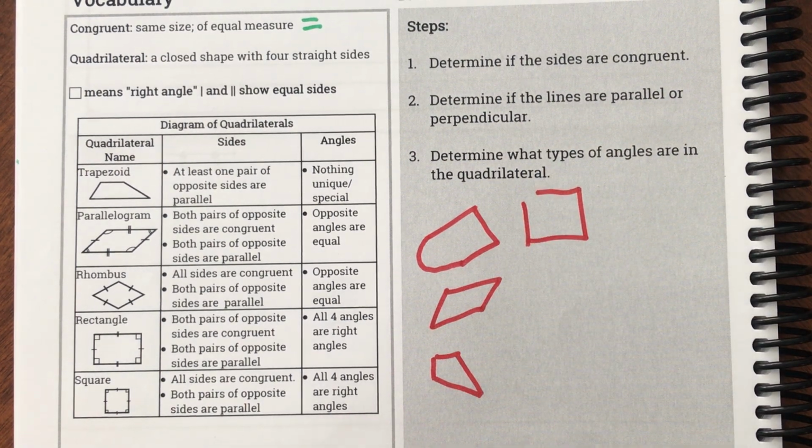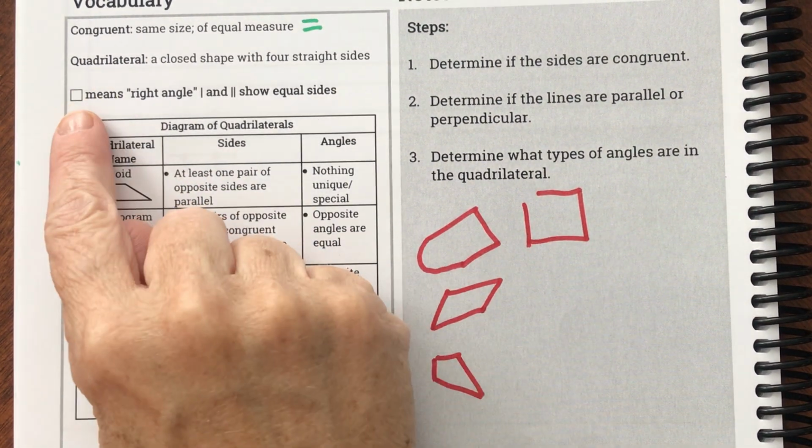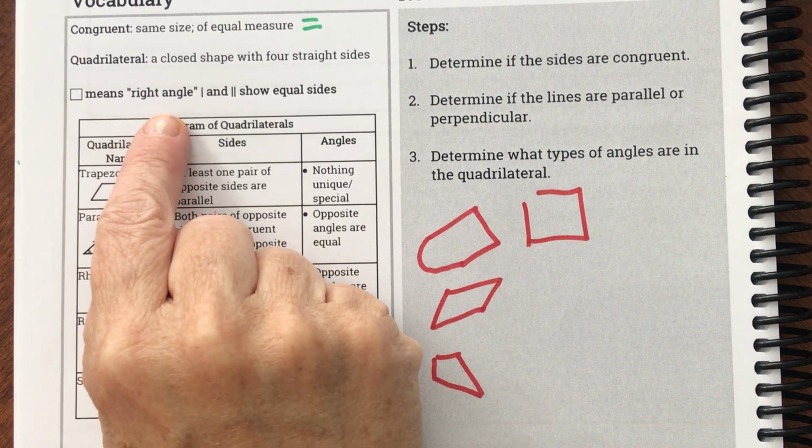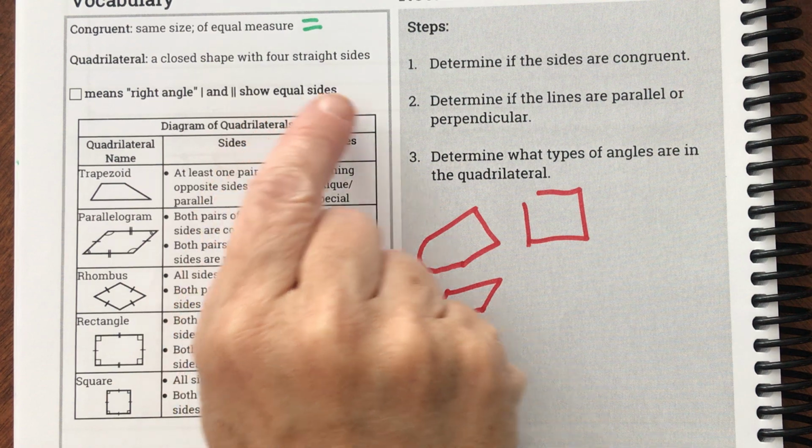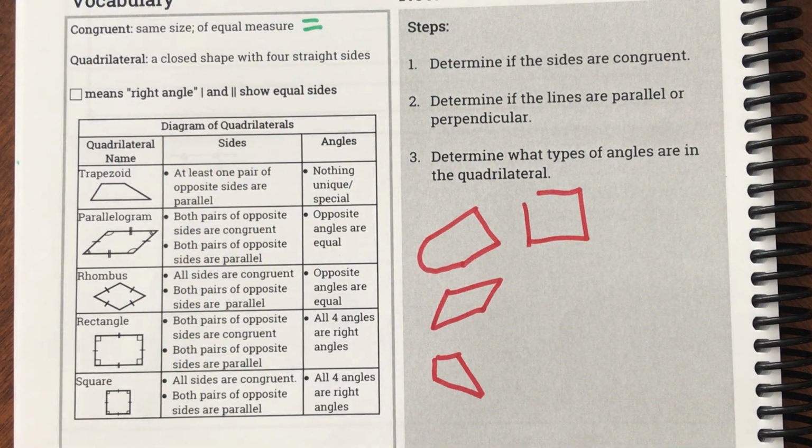Okay? Then we have this little square means a right angle. And then these little dashes show equal sides. I'll explain those a little bit more. Okay, so there are 5 types of quadrilaterals that you're going to be responsible to be able to name and understand why they have the name they have.